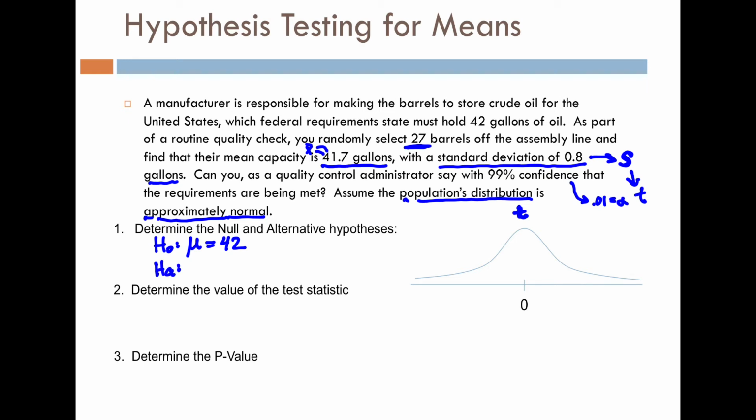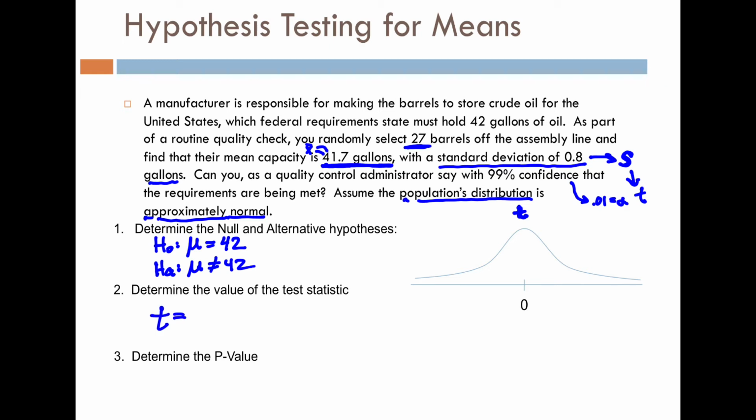I do not determine the direction based on the result of my sample. So even though 41.7 is less than, that doesn't mean our alternative is less than. You have to look at the wording of the question to determine whether we think, as a researcher, that it might be more or it might be less. Here we would just say not equal to 42. So that makes this a two-tailed test. We'll remember that as we go to find our test statistic.